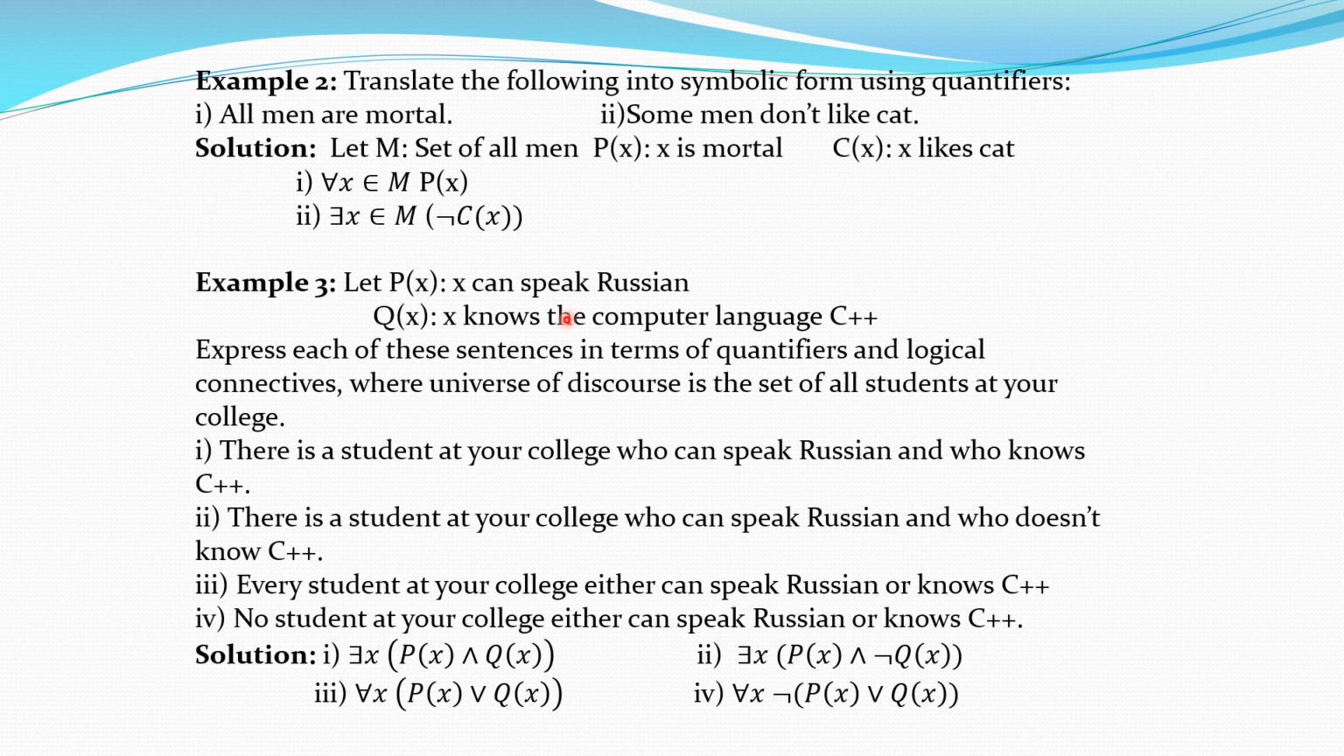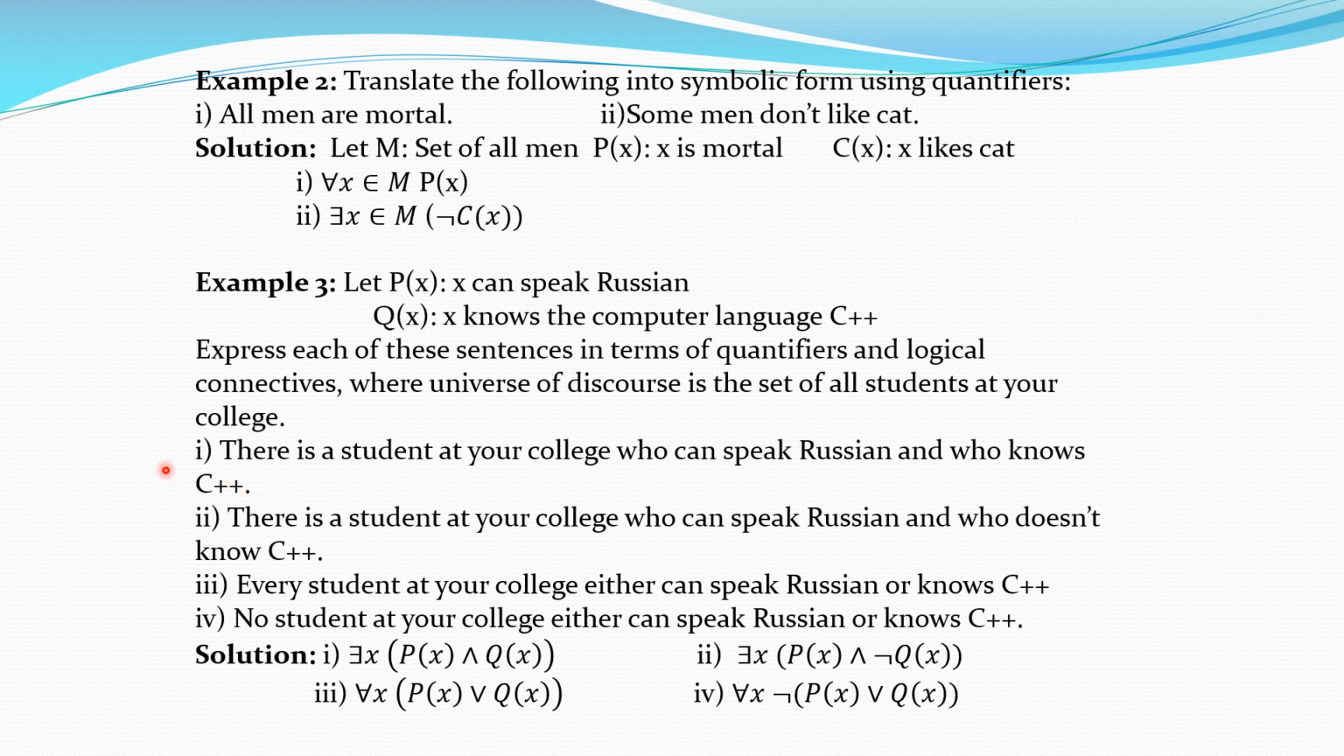Now see the third example. Let Px be x can speak Russian, Qx be x knows the computer language C++. Now here some statements are given. Now using quantifiers and logical connectives, we have to express them in symbolic form. Now here the domain is given as the set of all students at your college. Now see the first statement. There is a student at your college who can speak Russian and who knows C++.